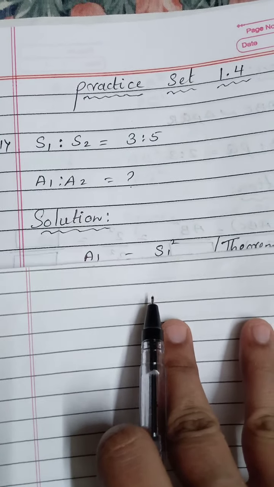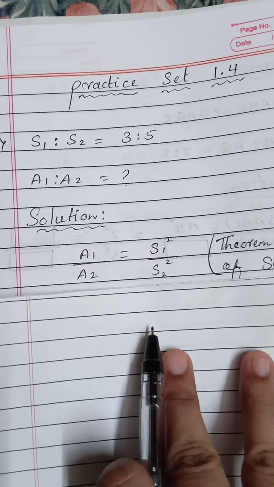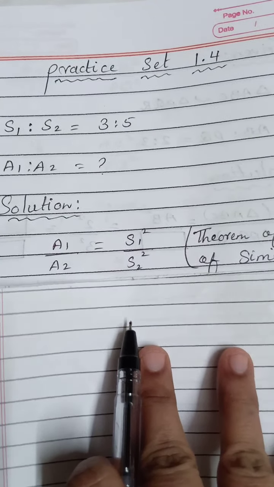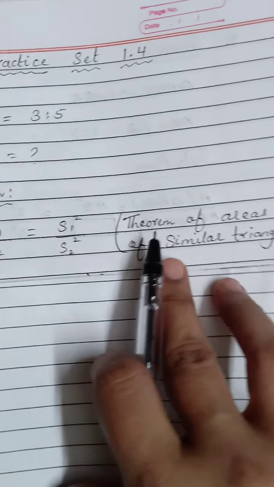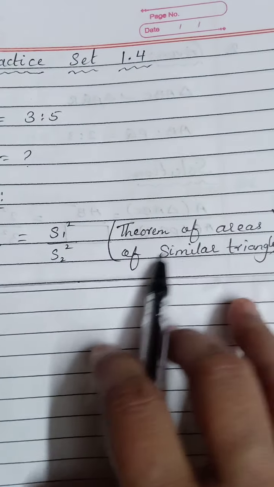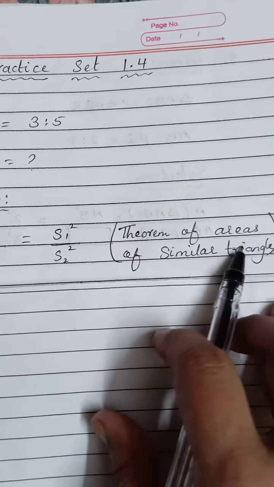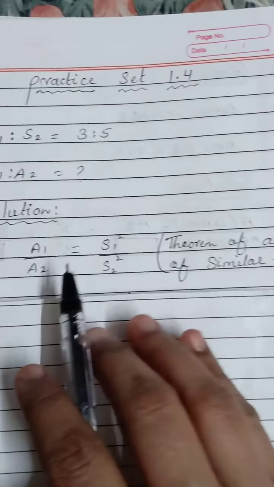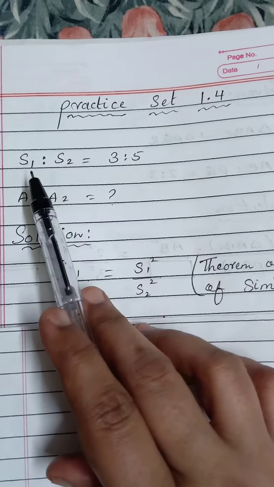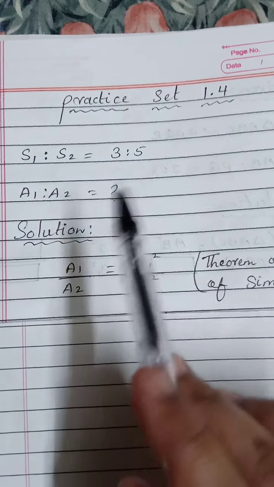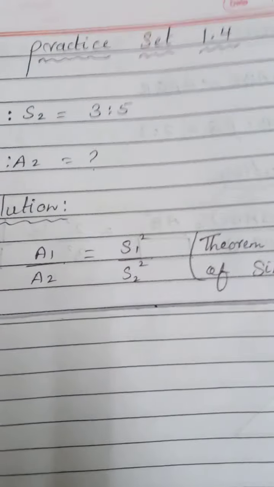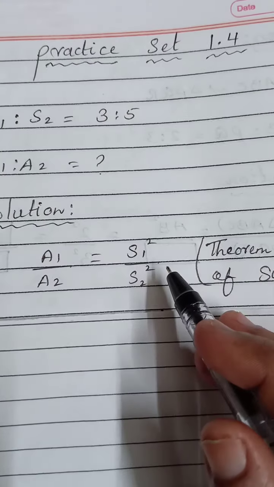So we will take here A1 upon A2 is equal to S1 square upon S2 square, and wherever we use this, we have to write the reason, theorem of areas of similar triangles. You have to write the full statement only. Now here the value of S1 is to S2 is given, that is 3 upon 5. Now here square of the numerator also and square of the denominator also.